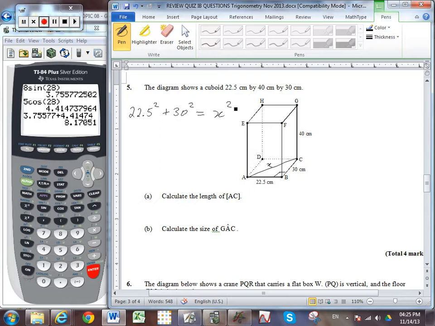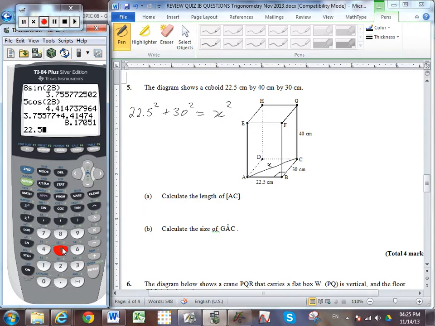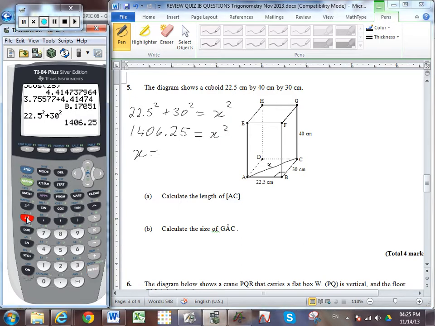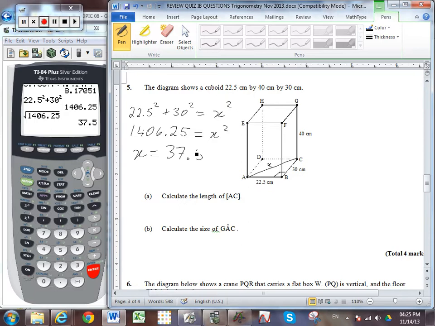So our hypotenuse, x squared. And so let's work that out. 22.5 squared plus 30 squared is a big number. So that's 1,406.25. And then we'll take the square root of this number in order to find out what that hypotenuse is. x is the square root of 1,406.25, 37.5. It turned out to be a nice round number after all.